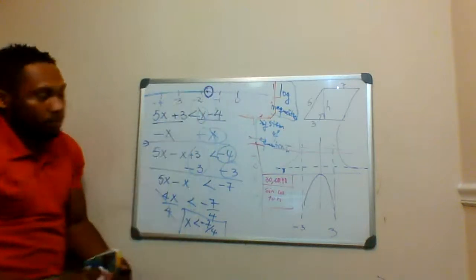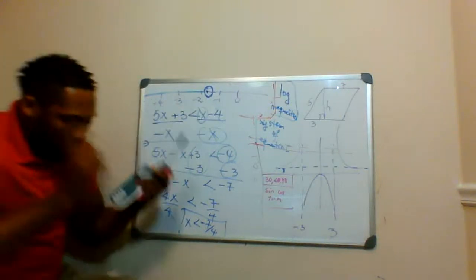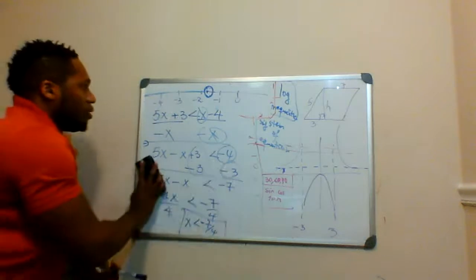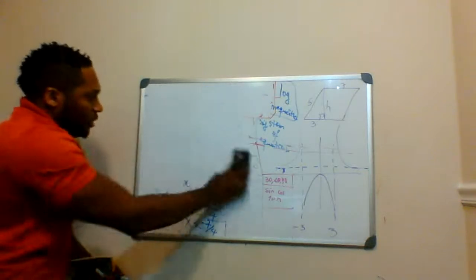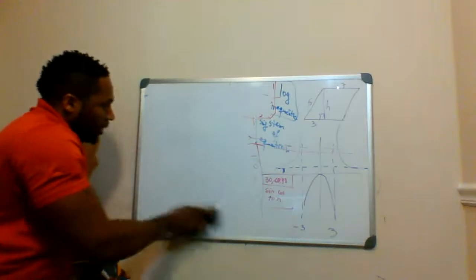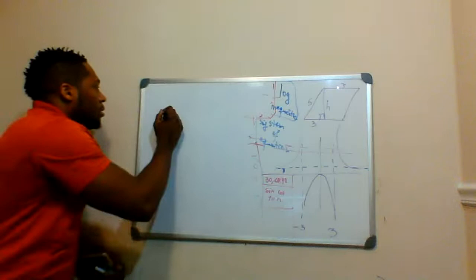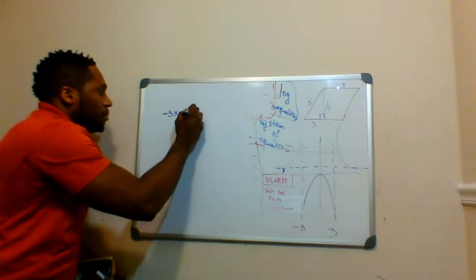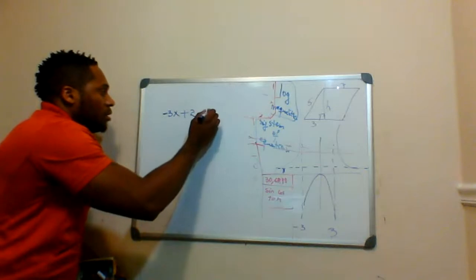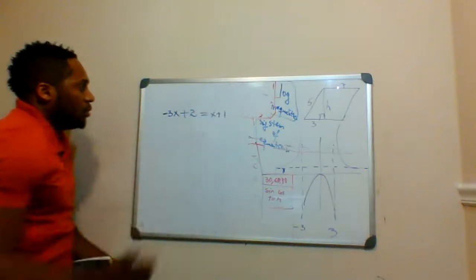So yeah, that's how you solve for inequalities. Let me do another example that is a little bit different from this. So let's say I have negative 3x plus 2 is equal to x plus 1. So simple, right?